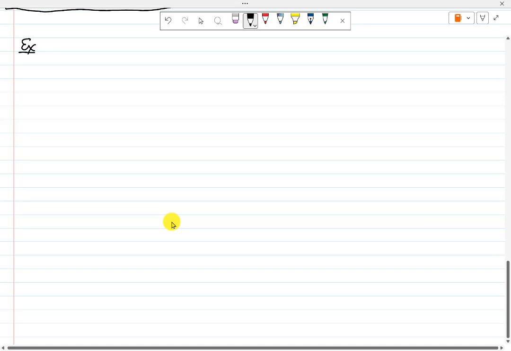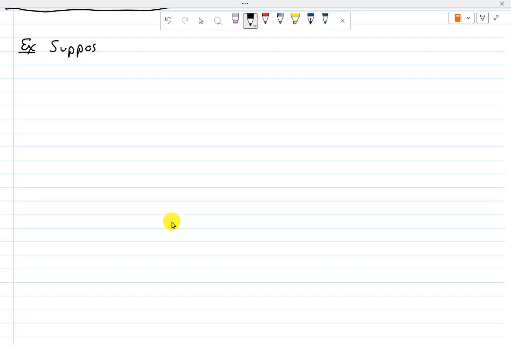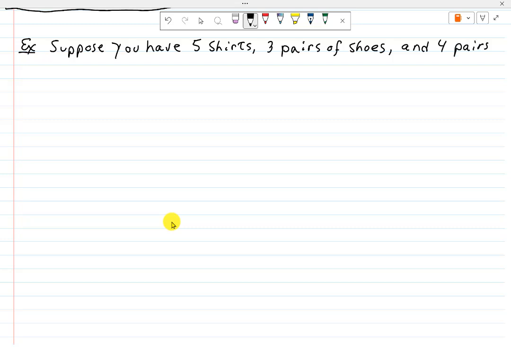As an example, suppose you have 5 shirts, 3 pairs of shoes, and 4 pairs of pants. How many combined outfits can you create?